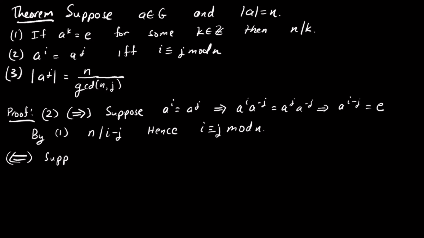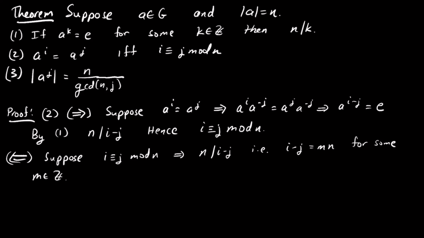I'll say, suppose that i is congruent to j mod n. Well, what does that mean? That means that n divides i minus j, or in other words, i minus j is equal to m times n for some integer m in Z. Okay, well, then I know a to the i minus j is equal to a to the mn, which is just a to the n to the m, which is e to the m, because remember the order of a is n, so anytime I encounter an a to the n, it automatically becomes an e, so this guy is equal to e.